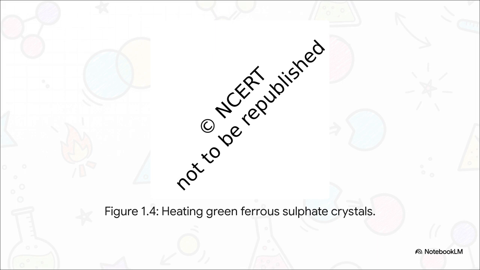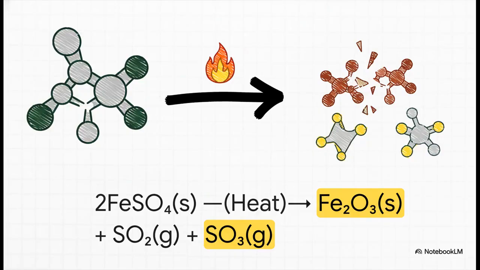Don't put your nose right over the test tube. Just gently waft the gas towards you like this. So here's the equation that shows us what's happening. See? Our single reactant, ferrous sulfate, is breaking down into 3 simpler products.